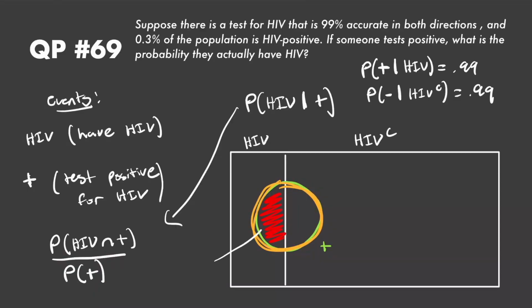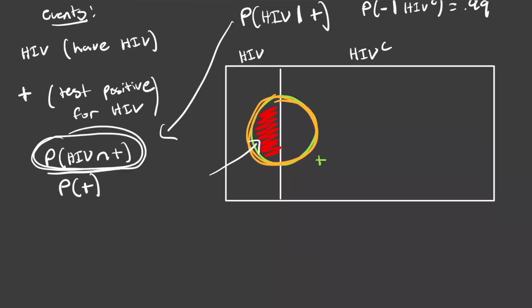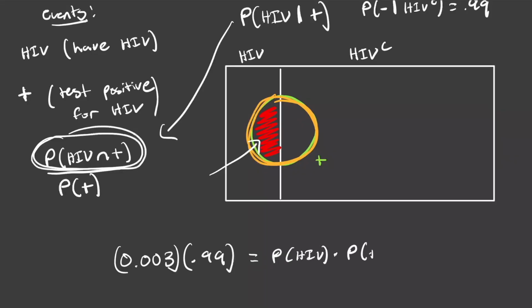So let's do the red portion first. It's asking us what percentage of the population both has HIV and tested positive for HIV. So we know that 0.3% of the population actually has HIV, and of those people, 99% of them will actually test positive for it. If you wanted to write that more formally, that's just the probability of having HIV times the probability of testing positive given that you have HIV.